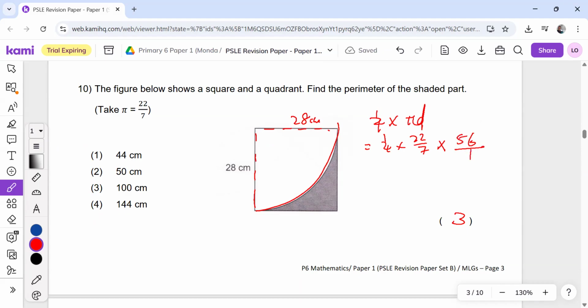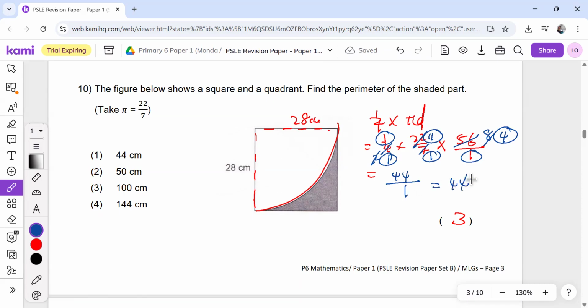Then change the whole number to fraction and cancel. So 4 divided by 2, 22 divided by 2, 7 divided by 7, 56 divided by 7. Can you cancel some more? 2 divided by 2, 8 divided by 2, and then cannot cancel already. How do you know cannot cancel already? The denominators all become 1. Too small to cancel. Then you multiply the fractions. So 1 times 11 times 4, you get 44, and 1 times 1 times 1.